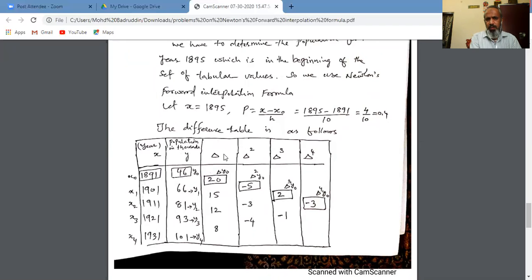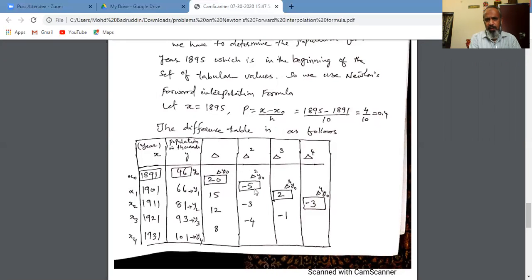Now this is the first order forward difference. So y1 minus y0 is delta y0. 66 minus 46 is 20. Y2 minus y1 is 15. Then y3 minus y2, and y4 minus y3. So these are the first order forward differences.